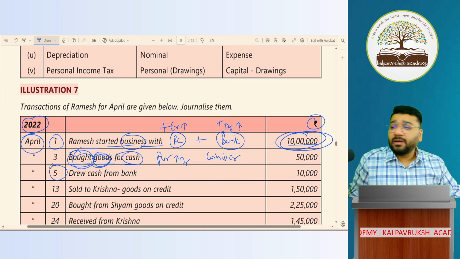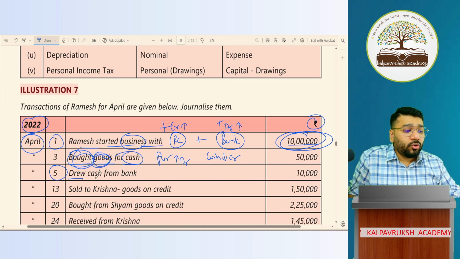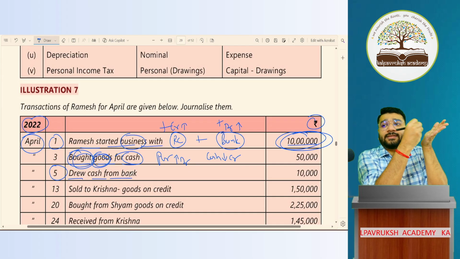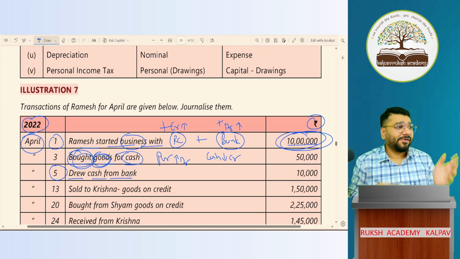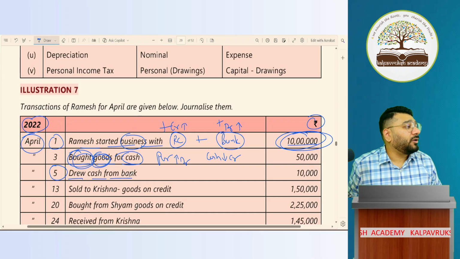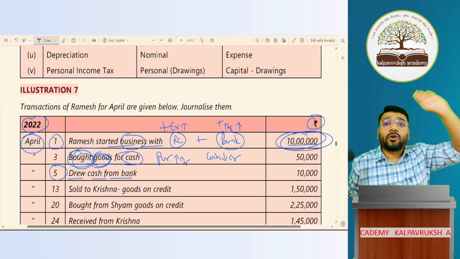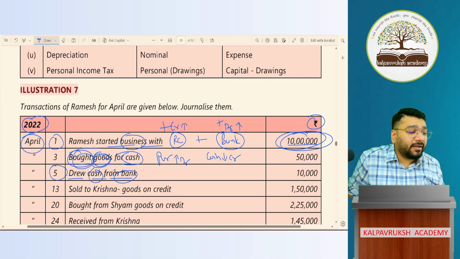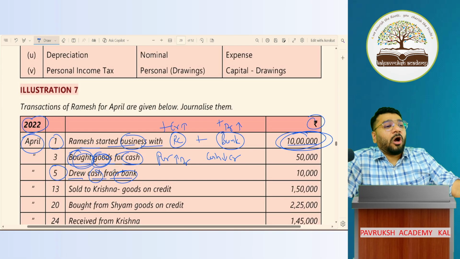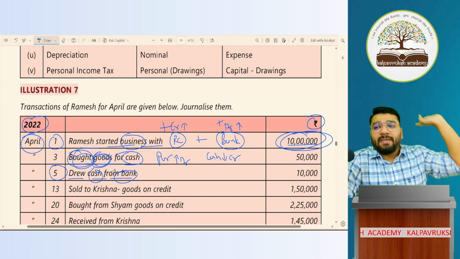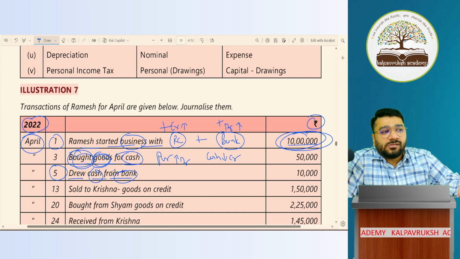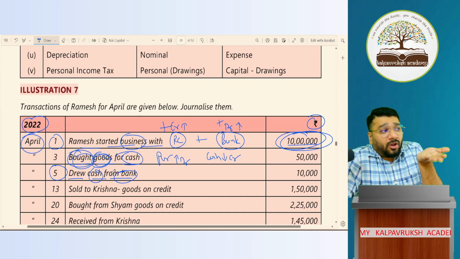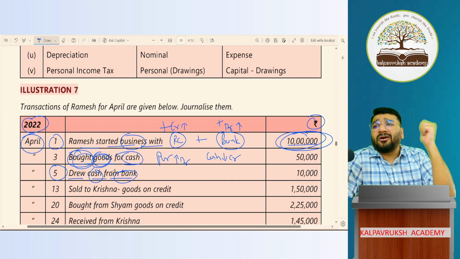Now, April 5 transaction. Drew cash from bank. Drew means drawing. I draw cash. Drew or draw means what? Don't take the literal drawing. Draw here means withdraw cash from bank. How many accounts affected? 2 accounts. One is drawings account. Second is bank account. Draw means drawing. The drawings account.